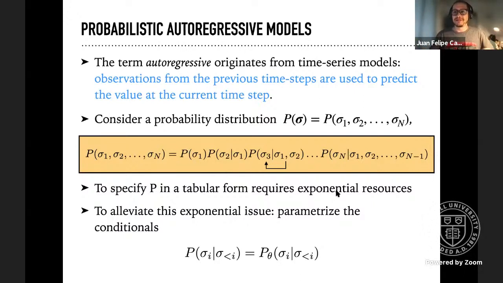But what people in machine learning and in statistics realized is that you can alleviate this exponential complexity of specifying these gigantic distributions by parameterizing just the conditionals, right? So instead of specifying every single value of the probability distribution, you simply parameterize each conditional, and then you alleviate the exponential complexity, as long as the number of parameters you put in your model is small, right? It doesn't scale exponentially.